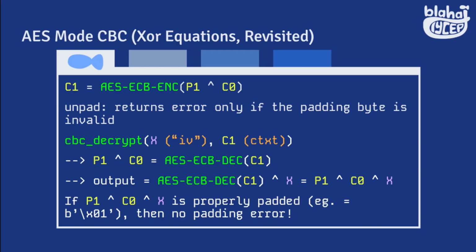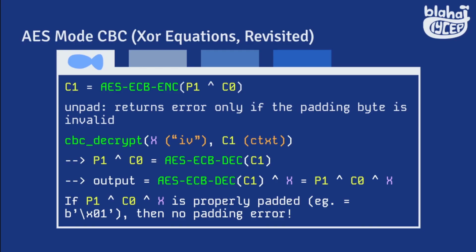So the idea is that if P1 XOR C0 XOR X is properly padded, for example, if we look at the last byte and modify our X in our IV such that P1 XOR C0 XOR X ends in \x01, this whole thing may be garbled, but it doesn't matter. We see that there's a correct padding, exactly one byte of \x01, so there won't be a padding error. This only happens if our P1, which we don't know yet, XOR our C0, which is the previous ciphertext block, XOR with an X that we brute force is equal to \x01, then we will know that there's no padding error.